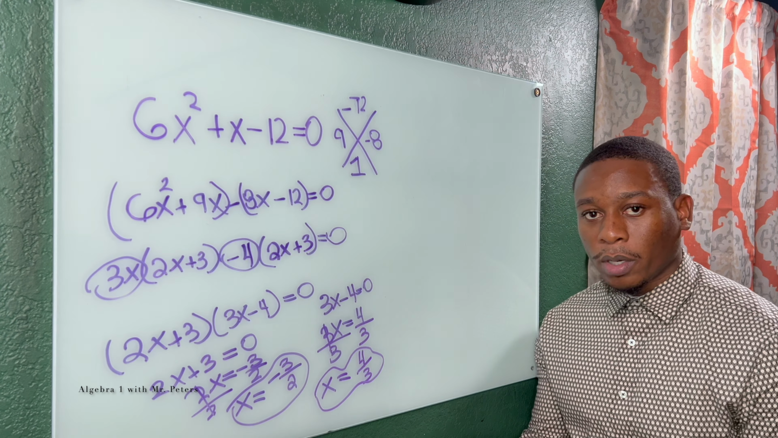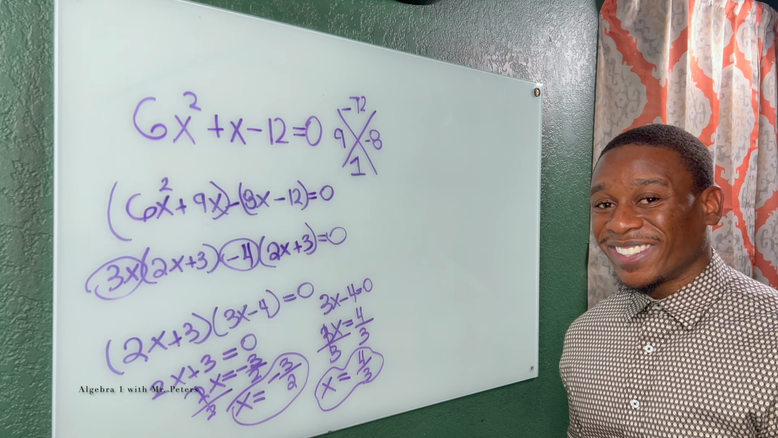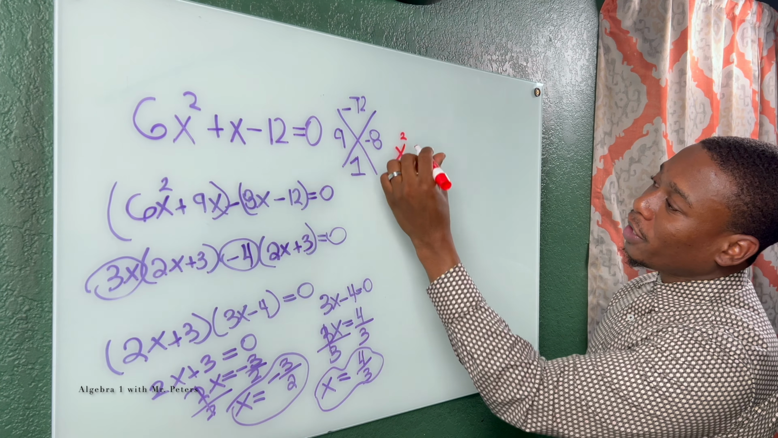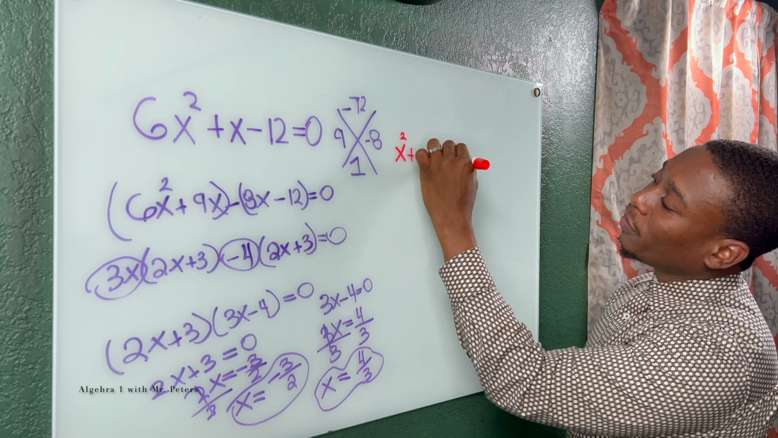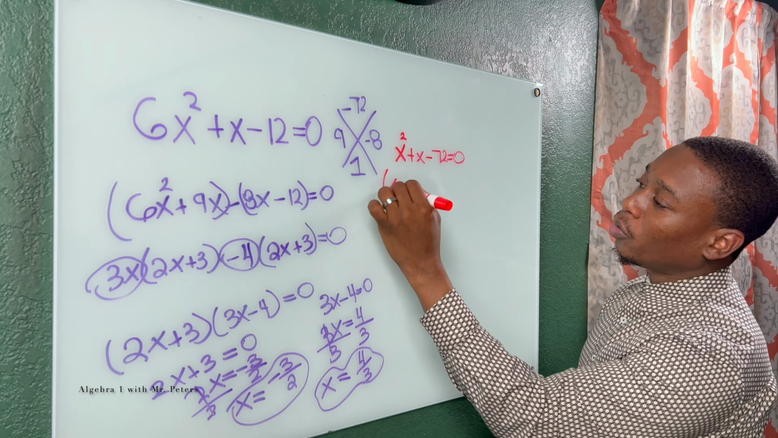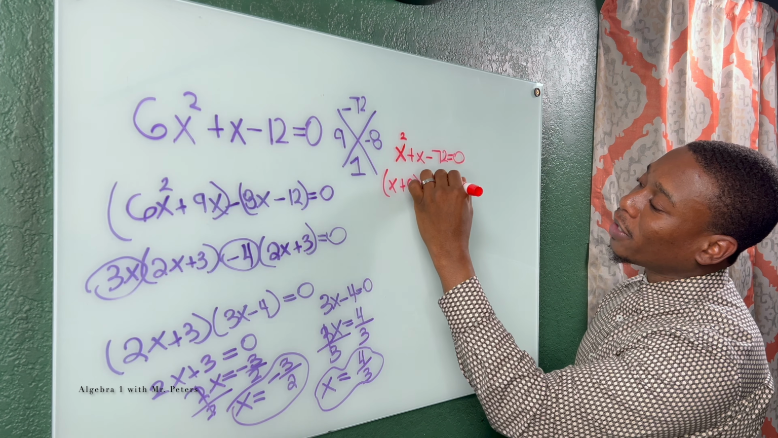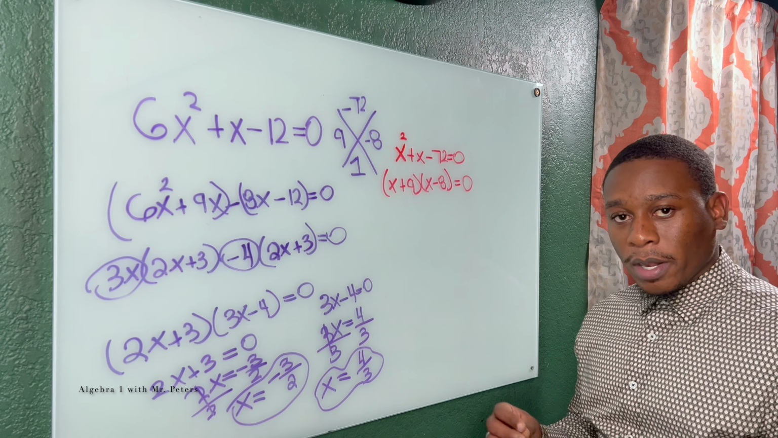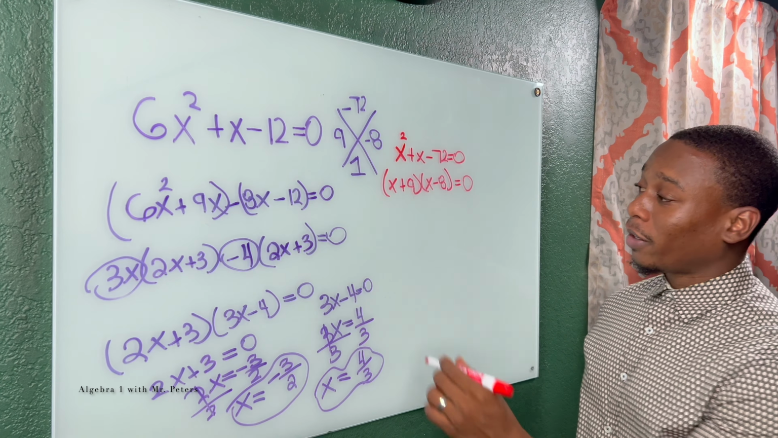But before we go, now let's do the slip and slide method and see if this one is easier. So now with the slip and slide method, right? We multiply A and C. So we have x squared plus x minus 72 is equal to 0. We go ahead and factor this trinomial. We have x plus 9 times x minus 8 is equal to 0. Now remember, we multiplied by 6, so we have to divide both of these factors by 6.